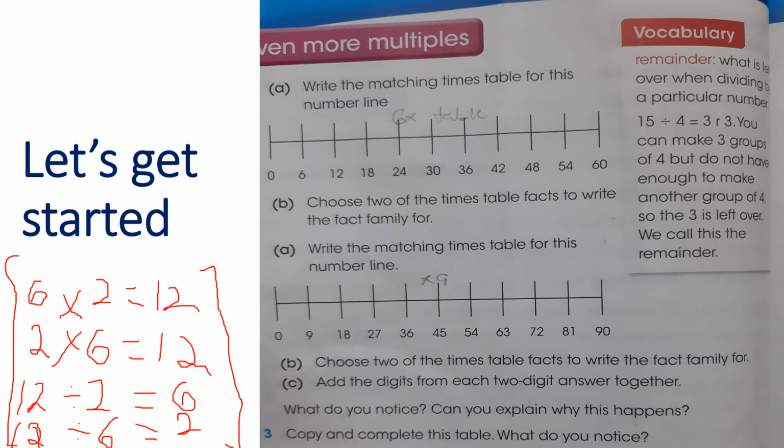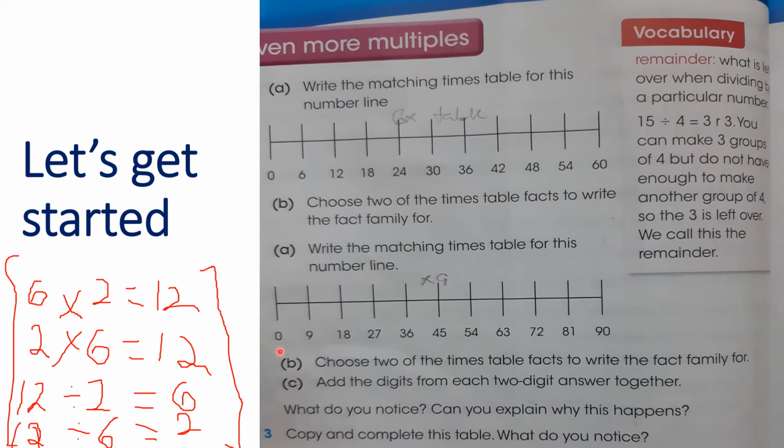Number 2, let's go on to number 2 now. We've done 2A, we've written the times table, and we've done 2B also. We've also written the fact family. Now 2A says write the matching times table for this number line, just the same one. So now tell me, what times table would this be?